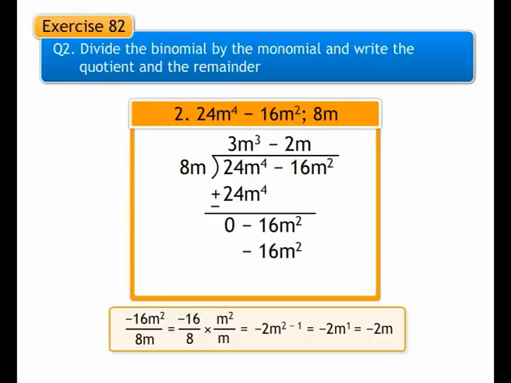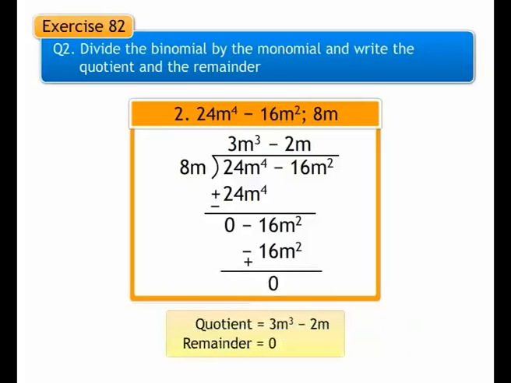As you all know that this minus 16m square, which is written below the dividend, has a minus sign. We have to change its sign to positive for subtraction. Thus, after subtracting plus 16m square from minus 16m square, we get 0. And hence, the quotient of our sum is 3m cube minus 2m, and the remainder of our sum is 0.